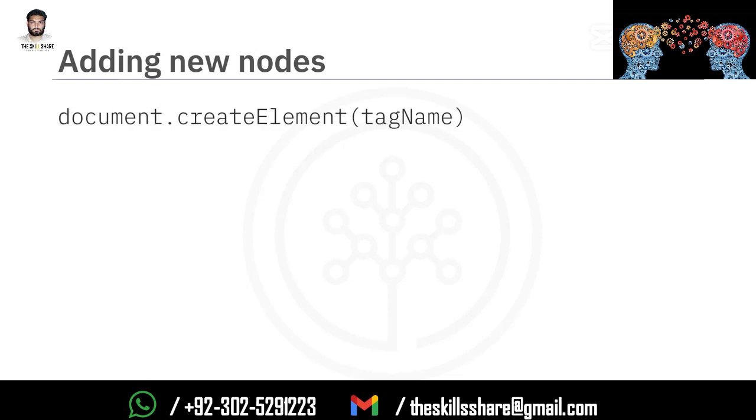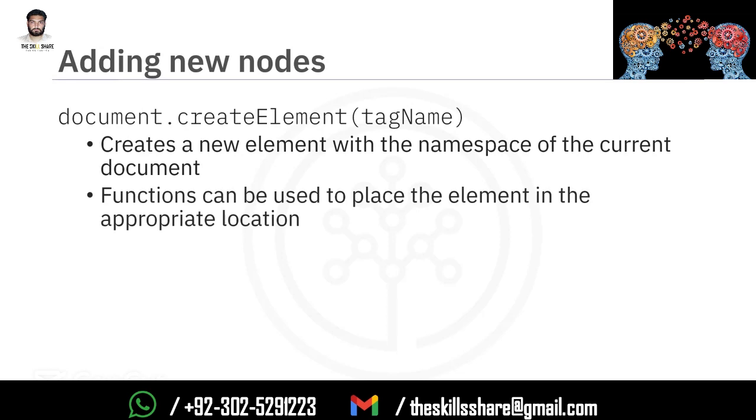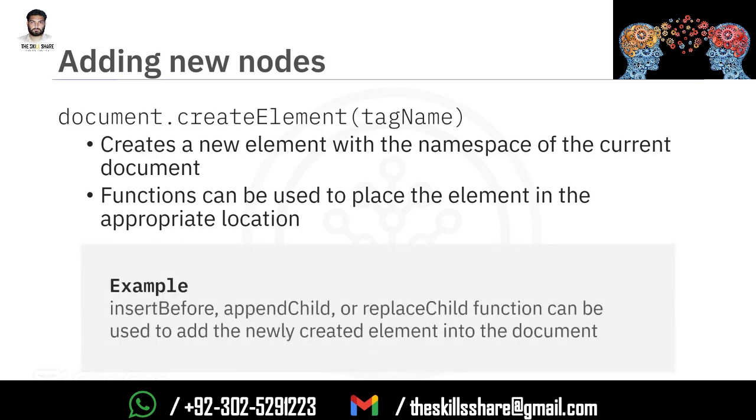You can use the DOM API function document.createElement tag name to create an element in the current document. After creating the element, you can use any number of functions to place the element in the appropriate location within the document. Examples of these functions include the insert before, append child, or replace child function that can be used to add the newly created element into the document.